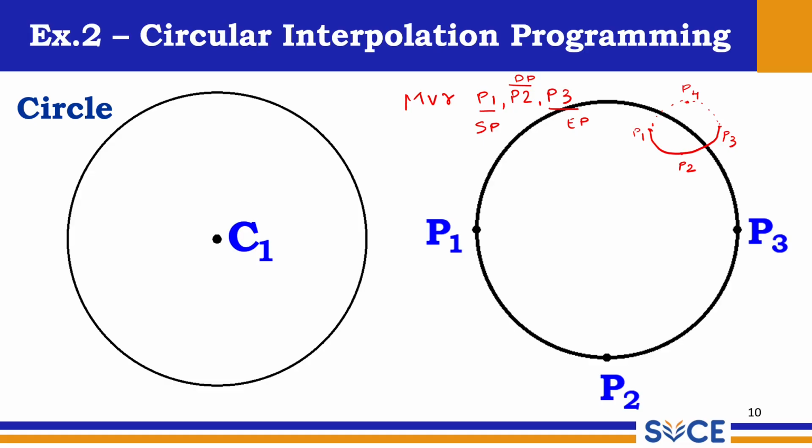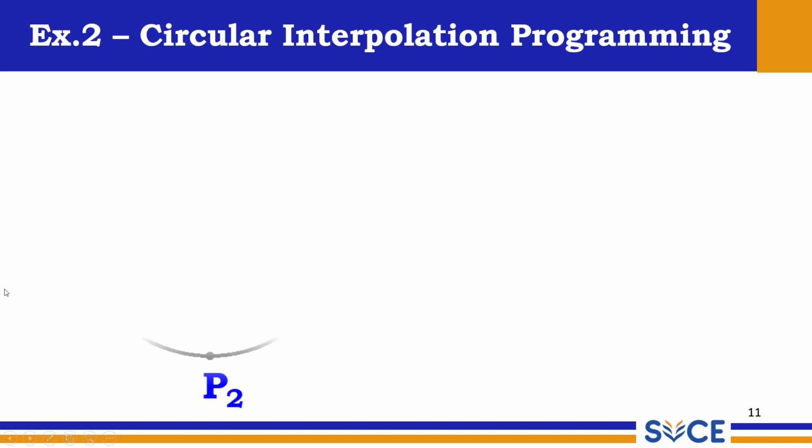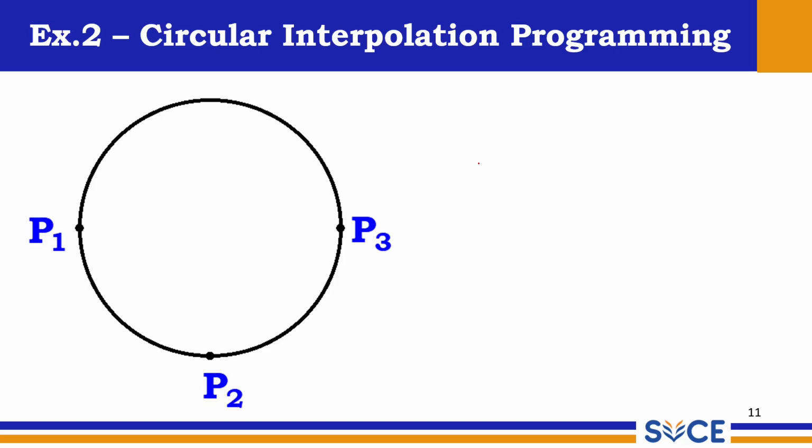The command will change, while the process and everything else is the same. Earlier we used MVR, where R represented arc. Now we will be using MVC, where C represents circle. So MVC is for circle, with the same syntax: P1, comma, P2, comma, P3.